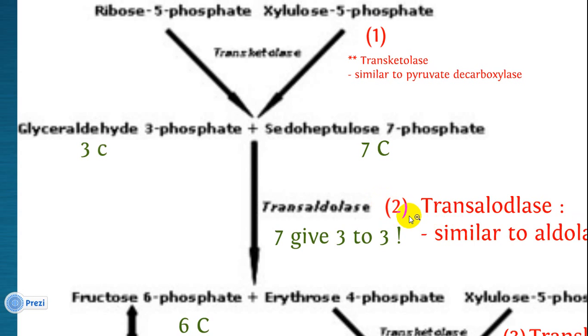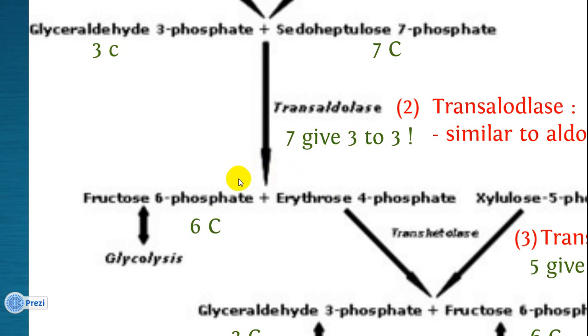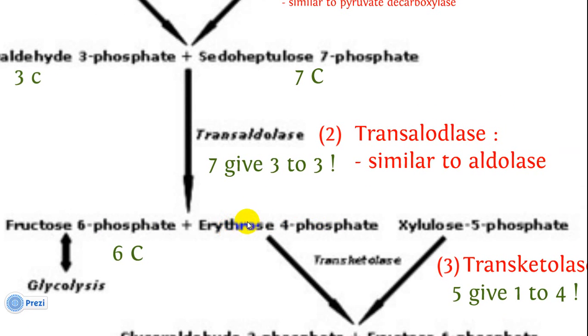Now, to give you another hint, the moving is from the bigger to the lower. Okay, so here we have a 7 carbon. We will move 3 carbons from this 7 to the lower one. So remember, always the moving is from the bigger to the lower. So the 7 will give 3 to the 3, and the result of this reaction will be fructose 6-phosphate. This compound is very important to me, so I will take it outside this cycle to glycolysis to produce ATP, and the reaction also produces erythrose 4-phosphate.